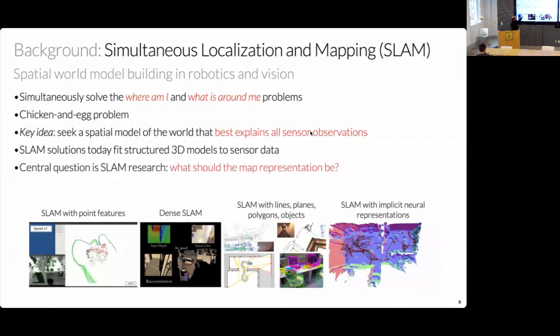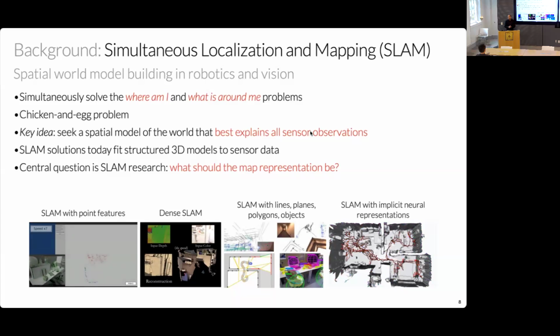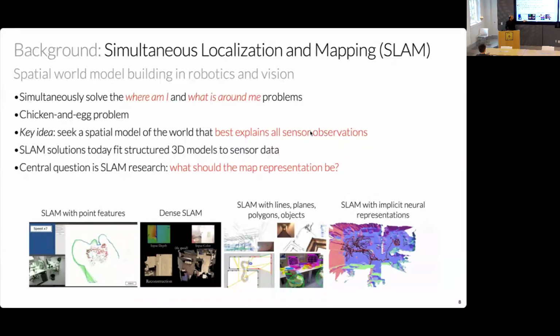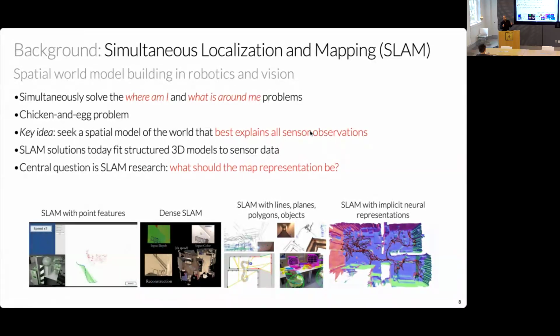The second question has always been, and it's been for the last 30 years, and it might well continue to be for the next 30 years because it's such an open-ended problem: what should the map representation be? Part of the reason a lot of these representations exist is because people haven't yet figured out what the ideal representation is.